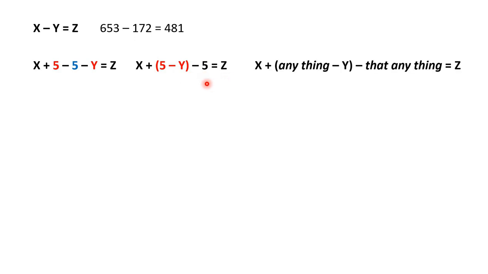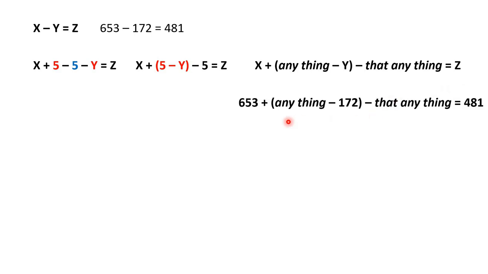That means x plus 5 minus y, it could be anything other than 5. So that's why I am writing here anything minus y minus that anything. So x plus anything minus y minus that anything gives you z. So in our example, 653 plus anything minus 172, because it is y, and minus that anything is 481. Now deliberately you have chosen 1000 to be that anything. So that anything is 1000.